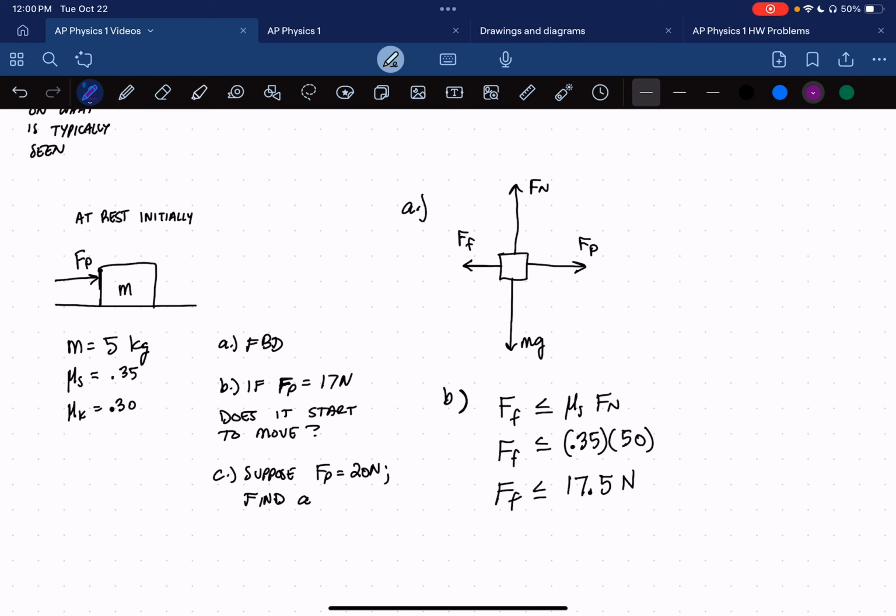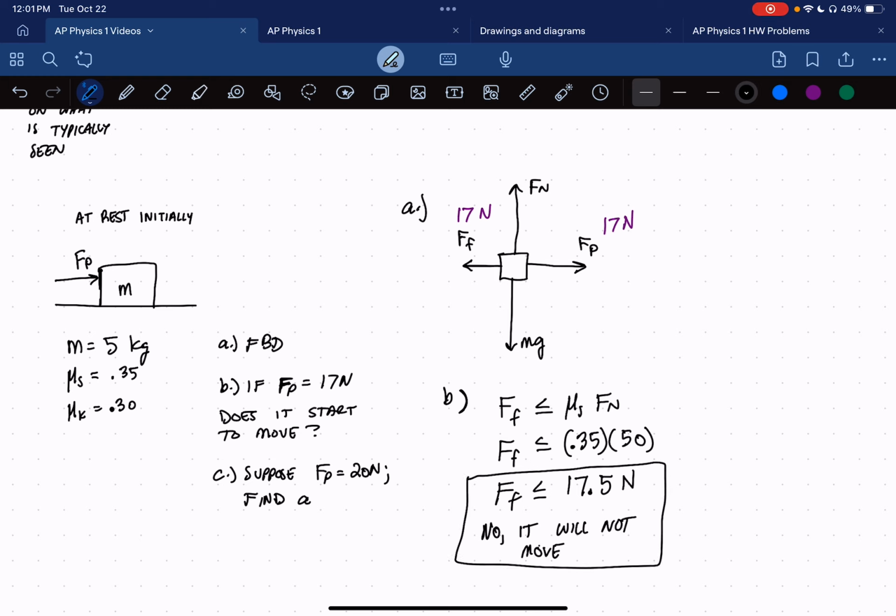Which again is not the static friction force. If we're pushing with 17 newtons of force, the static friction force is well within this limit here. It's going to be 17 newtons as well. So in other words, these forces cancel and the object will not move. So if we're going to answer this question, does it start to move? We would say no, it will not move. And so if you show this as your answer, you want to box in both of these, your calculation and then answer the question.